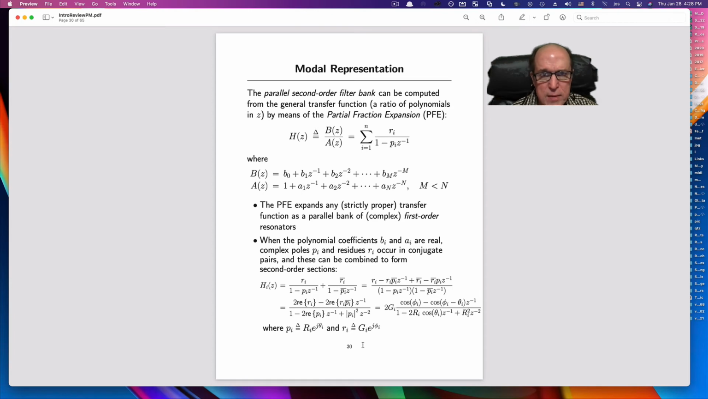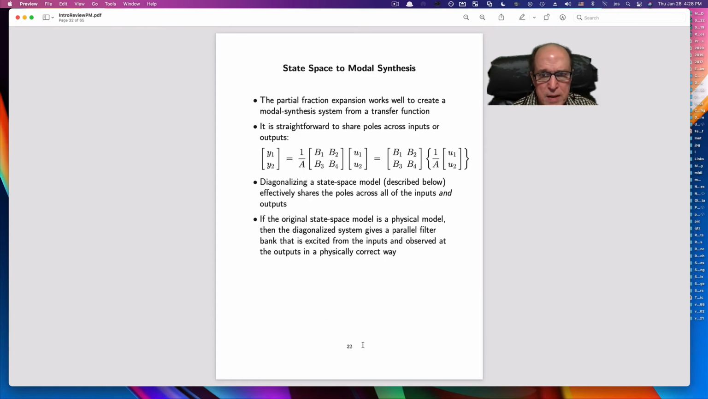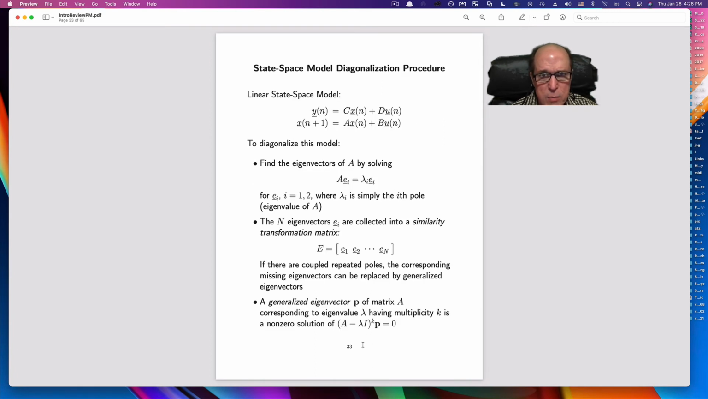And now you can get the modal representation from the state space representation. Let's just jump to that real quick. So let's say we have a linear state space model like this. We can diagonalize it. So all we need to do is find the eigenvalues of the state transition matrix. And eigenvalues solve this equation: the matrix times the eigenvector is the eigenvalue lambda sub i times the eigenvector e sub i. And so if your poles are distinct, if the eigenvalues are distinct, then you'll have a set of linearly independent eigenvectors, and you can form the similarity matrix, the transformation matrix. So you just put all the eigenvectors side by side in a matrix, E, and that is your transformation matrix.